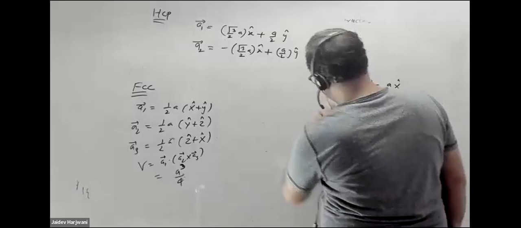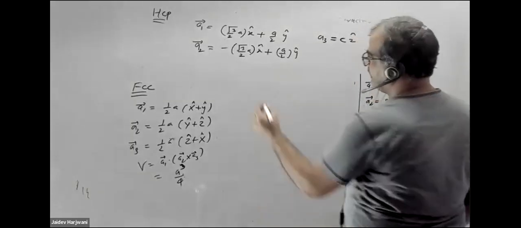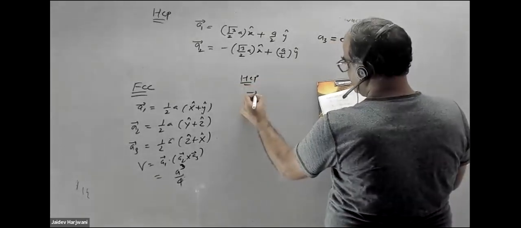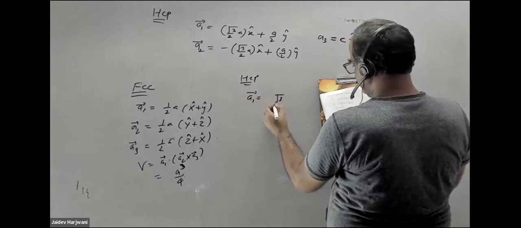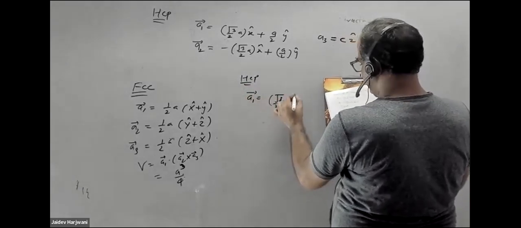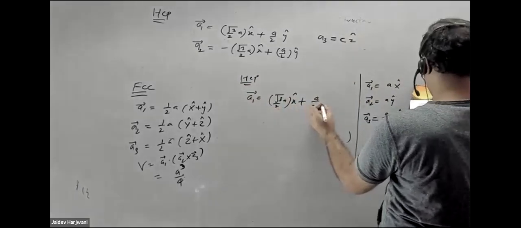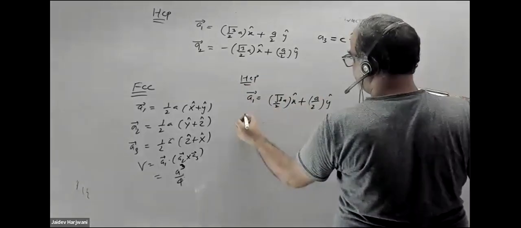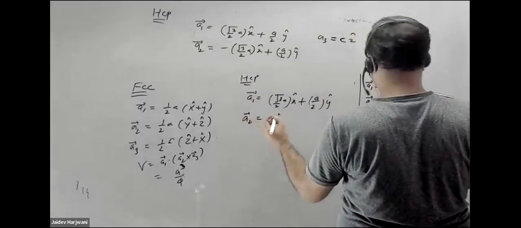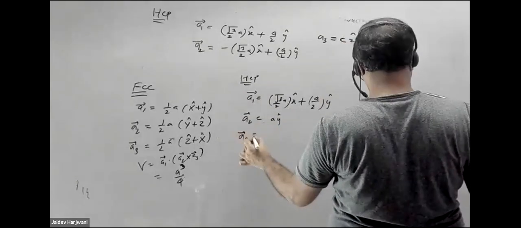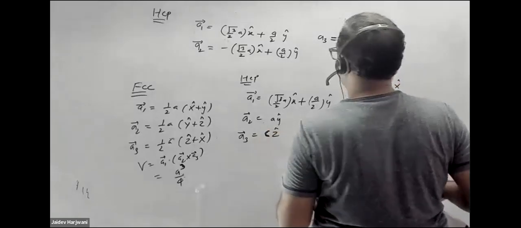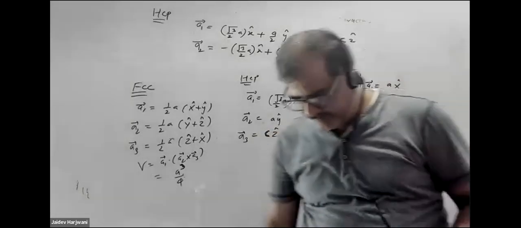So this is your SCP. In SCP also there are 2 sets. We have one more set of lattice parameter vectors. We have A1 equal to root 3 by 2 A x cap plus A by 2 y cap, and then you have A2 equal to A y cap, and A3 equal to C z cap. So these are lattice parameter vectors.